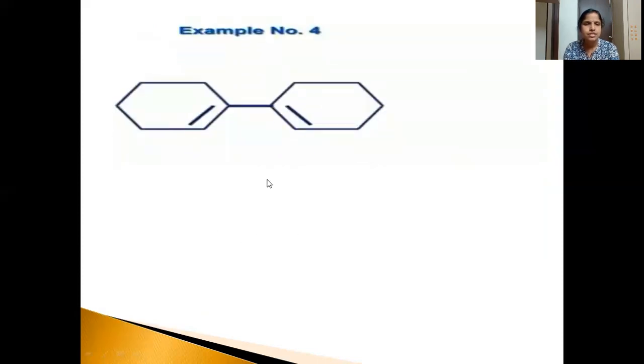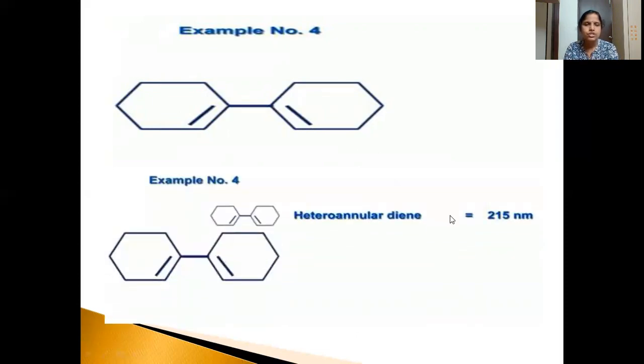Now you look at this example. What is this system? It is again a conjugated diene. Now whether it is homoannular or heteroannular? For that, look at the double bonds, how they are placed. One double bond is in one ring, the other double bond is present in another ring. That means they are heteroannular diene. So heteroannular diene base value is 215 nanometers.